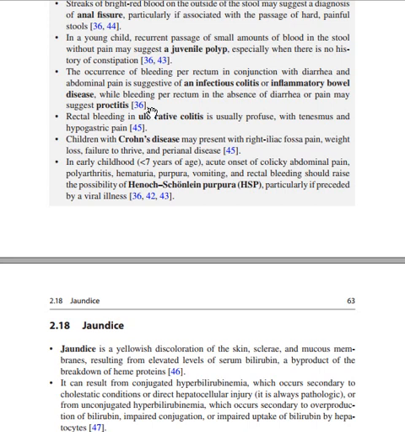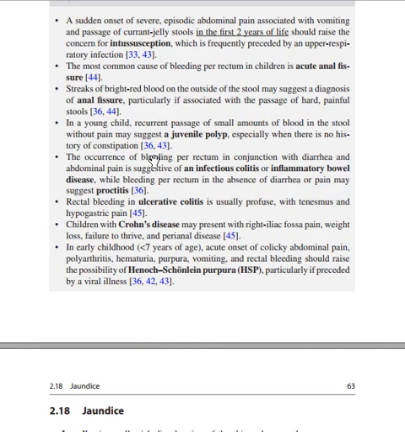The occurrence of bleeding per rectum in conjunction with diarrhea and abdominal pain should make you think of an infectious colitis. Bleeding with anal pain, you think of anal fissure. Bleeding without pain, think of a juvenile polyp. Recurrent jelly bleeding, you think of intussusception, which is precipitated by an upper respiratory tract infection. If you still have pain with bleeding per rectum or hematochezia, you think of inflammatory bowel disease.